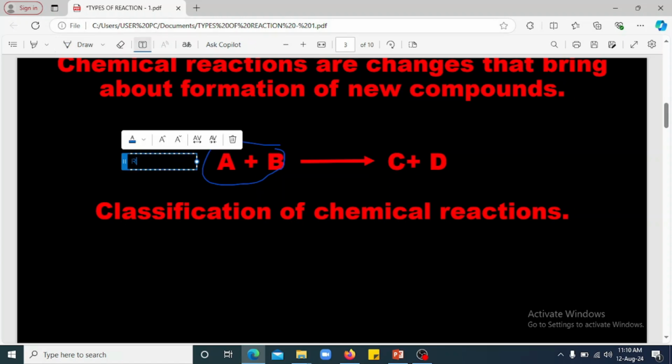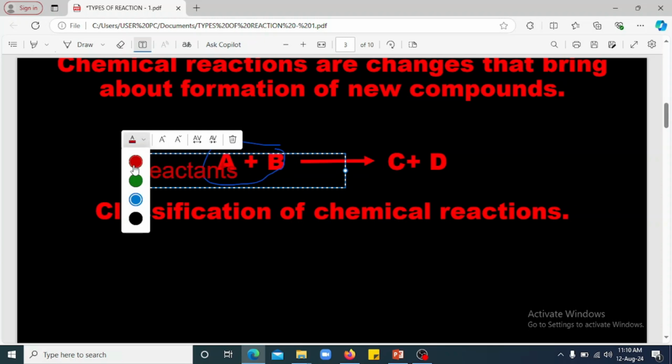Let me type it. Reactants. A and B are reactants. Can I just change the color to, where is white? Okay, let me use this. I don't know whether this one is clearer. Blue. Okay, if I make it bigger. Okay. Let me try another color. Let me use that blue.